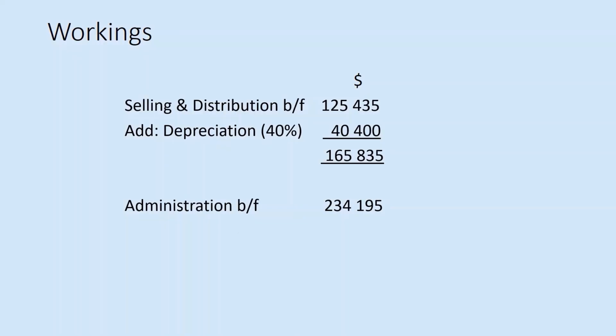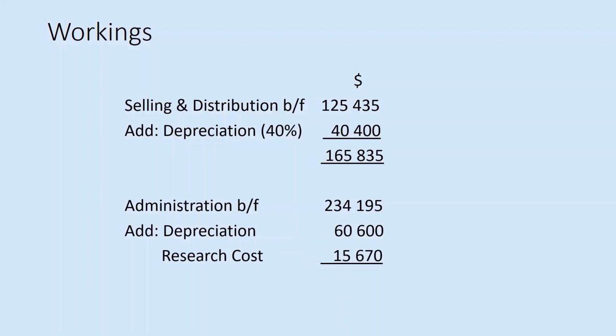Then we have the administration brought forward, 234,195 from the trial balance, and we add the depreciation 60%, 60,600, and we also are going to write off the research costs, which we see in the trial balance there, and we get 310,465.